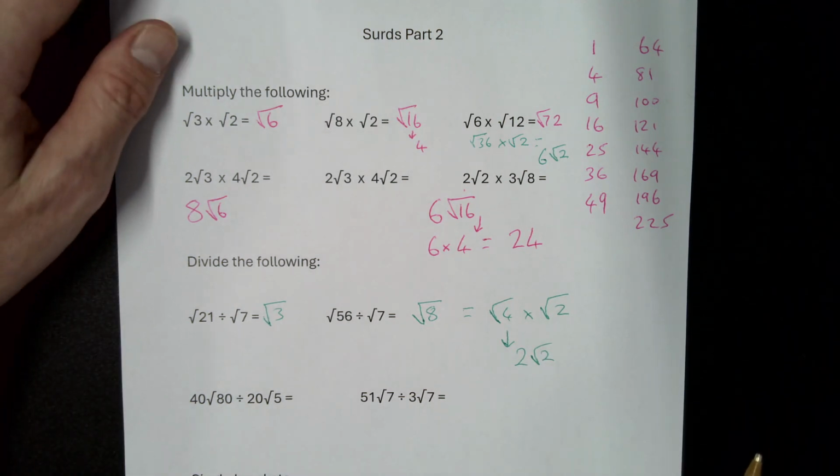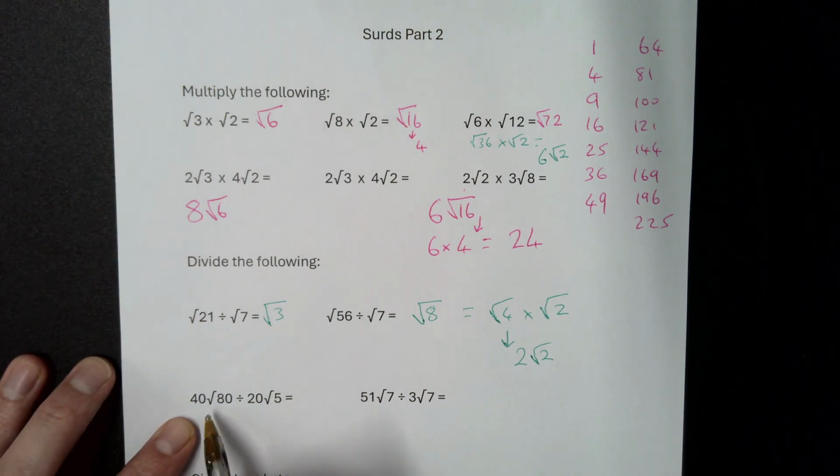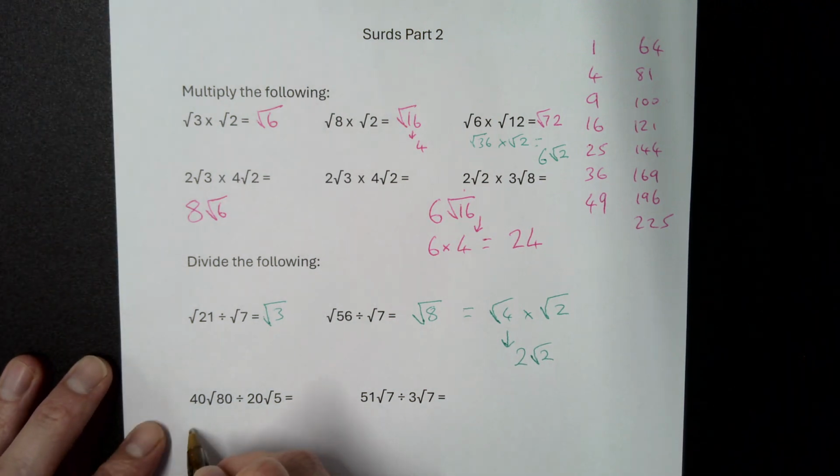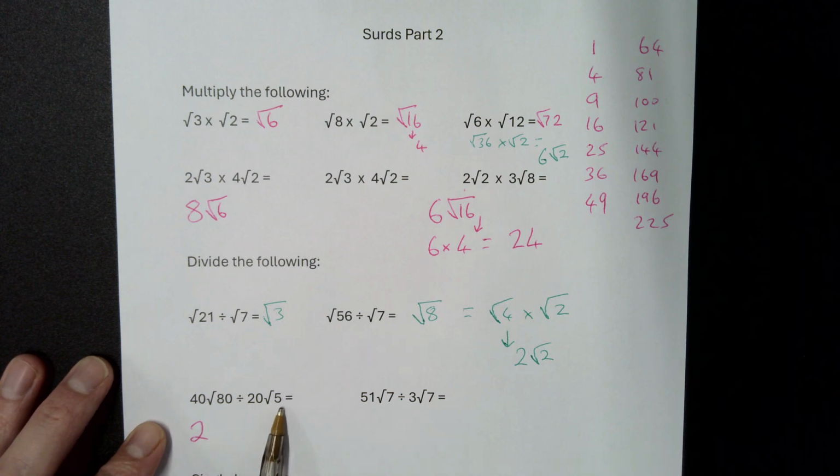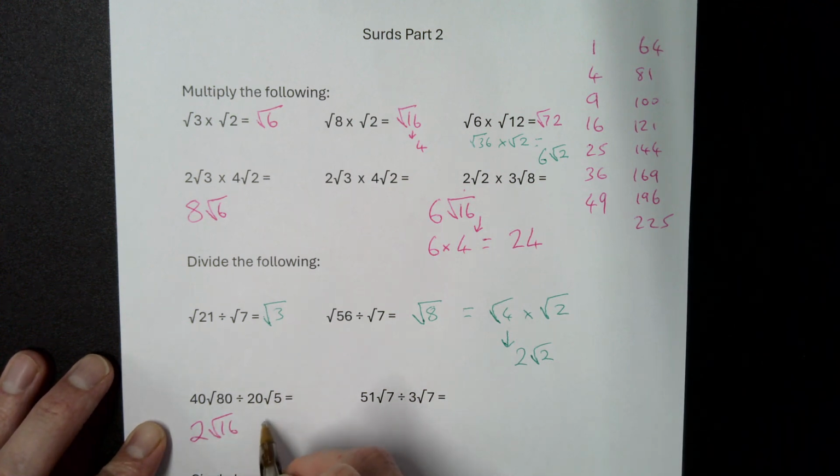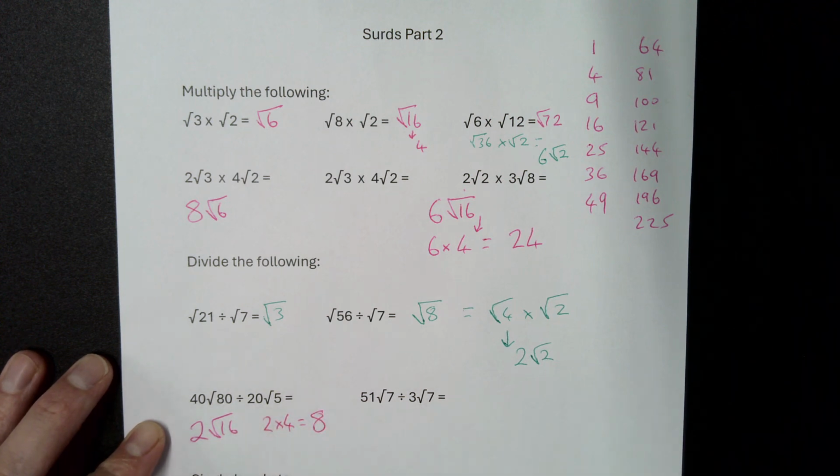Okay, with the next one, got 40 divided by 20, which gives us 2. Okay, root 80 divided by root 5 is root 16. So that's 2 lots of root 16. Okay, the square root of 16 is 4, so that's 2 lots of 4, which equals 8.